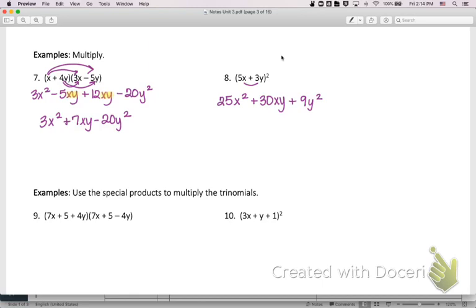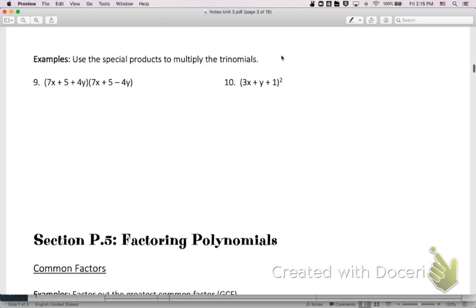Now, we can take some shortcuts if we recognize special products. And you don't necessarily have to do them this way. This is definitely not like a hill to die on, but if you catch it, it does make it a little bit simpler sometimes. So what we want to be looking for is either being able to use the difference of squares or being able to square a binomial. None of these are two-term polynomials though, but we can group them. So what I see is that I have 7x plus 5 in both of them, and then the only difference is a plus 4y and a minus 4y.